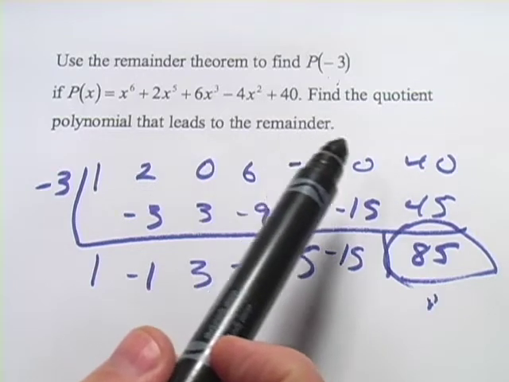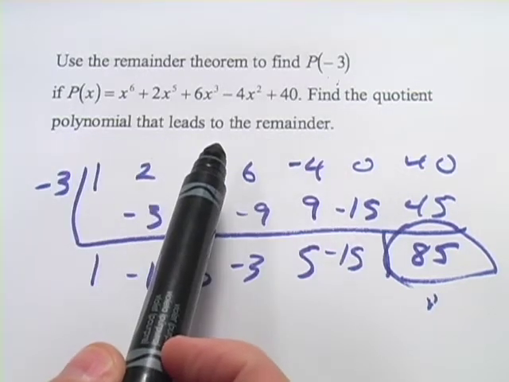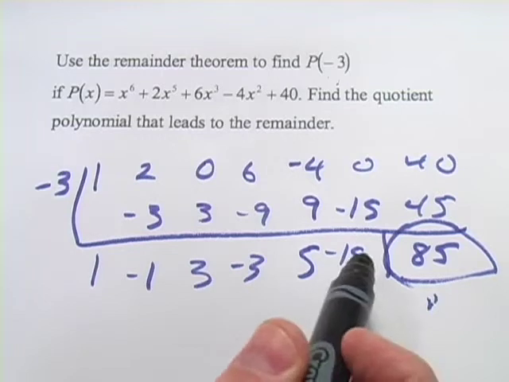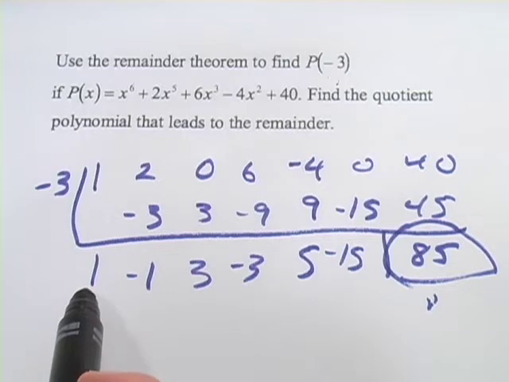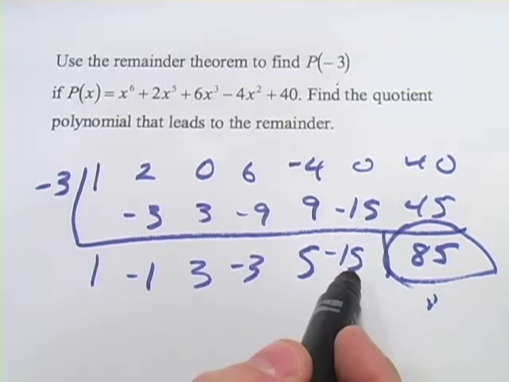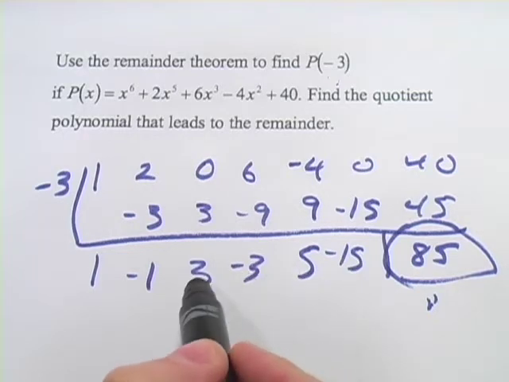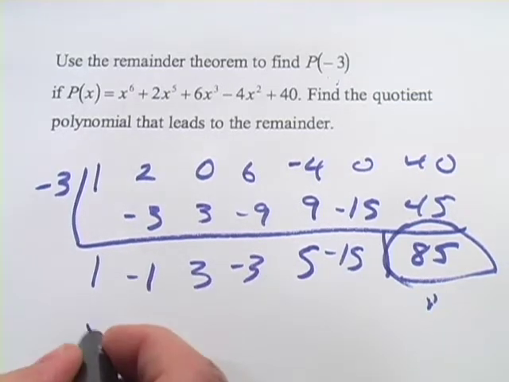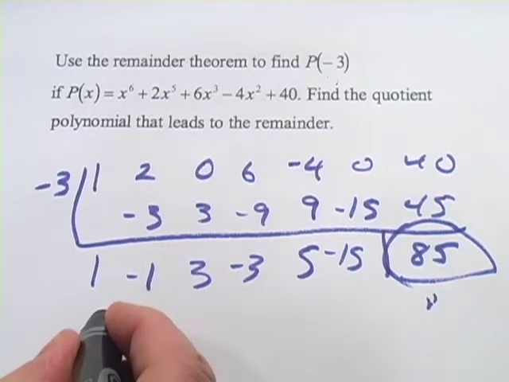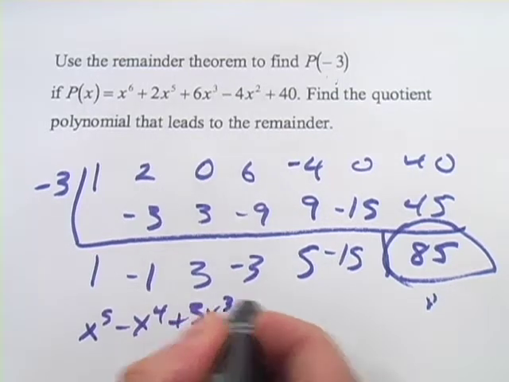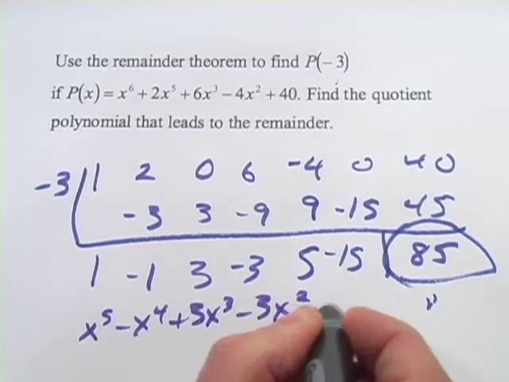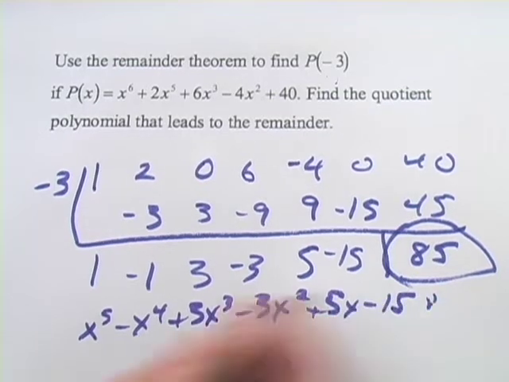Now this problem also asks us to find the quotient polynomial that leads to the remainder. That's this guy down here, and we can convert that back to a polynomial. You can know that this is going to start with x to the 5th because we've divided by one factor, so it's going to be 1 degree lower. Or you could count from the constant here, constant, x, x squared, x cubed, x to the 4th, x to the 5th. And then we'll just put these coefficients with our terms. So x to the 5th minus x to the 4th plus 3x to the 3rd minus 3x squared plus 5x minus 15. So that's our quotient polynomial.